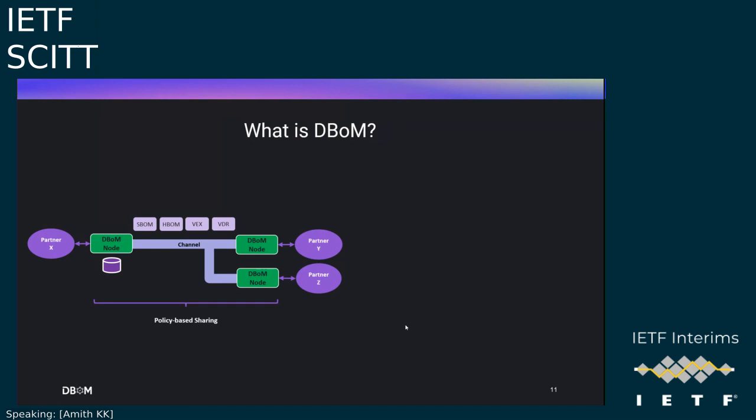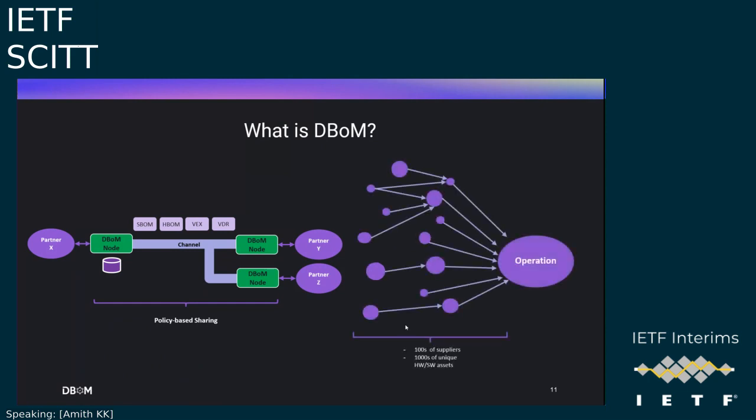So essentially, you have, let's say, multiple partners, partner X, Y, and Z. Each partner can have their own DBOM node. They can set up channels between them. So in this case, partner X has set up a channel where they're distributing the SBOMs, hardware bombs, VEXs, VDRs, etc., to multiple partners downstream. And you can imagine this being scaled up to many suppliers interacting across the supply chain, having access to various channels across the supply chain.